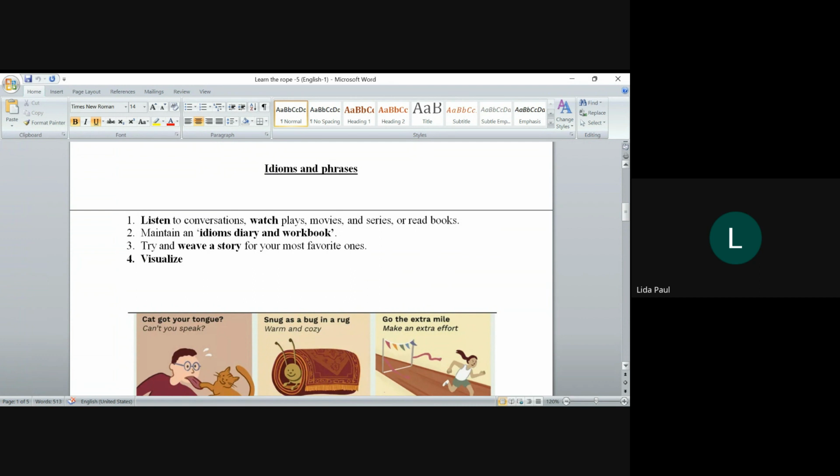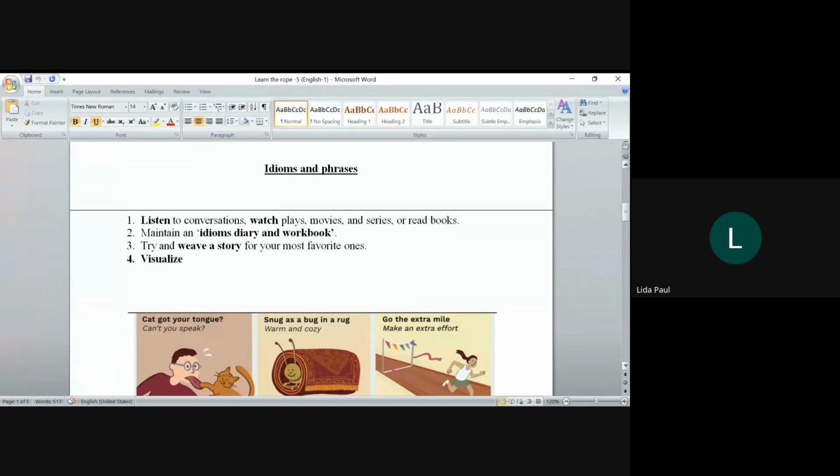Otherwise, no. Idioms, they can be longer versions of sentences, right? Like the proverbs or sayings, right? All of them constitute the idioms part. So there you don't bring about any change, but phrases, yes, you can coin new phrases.